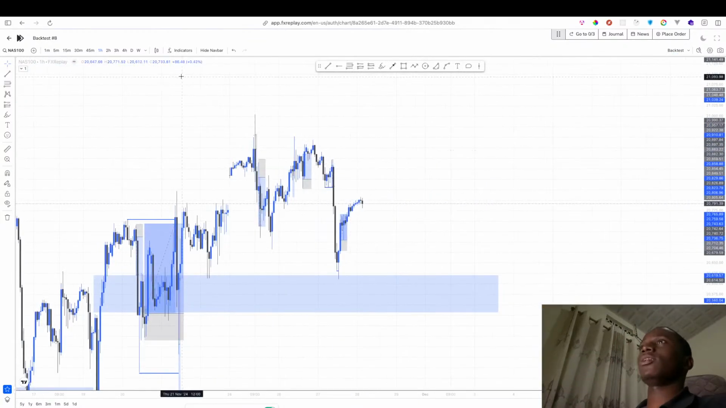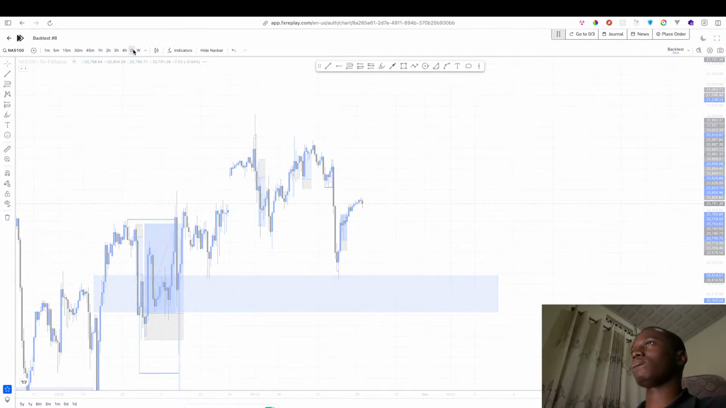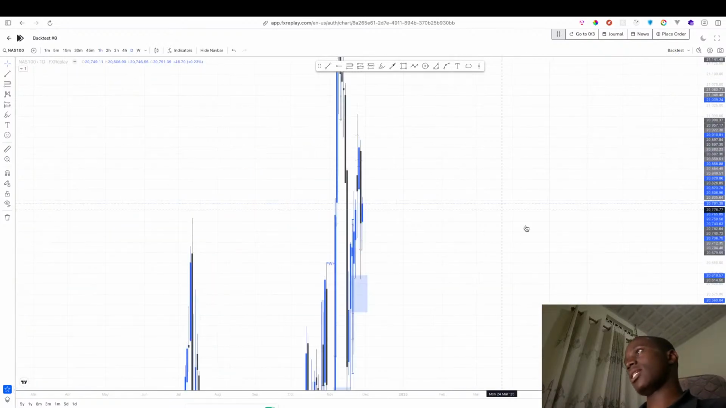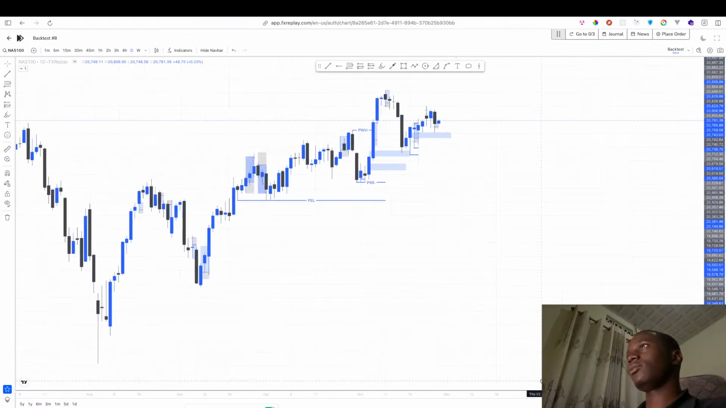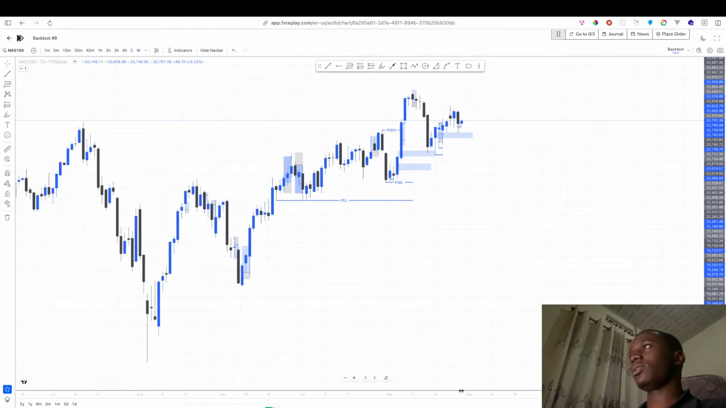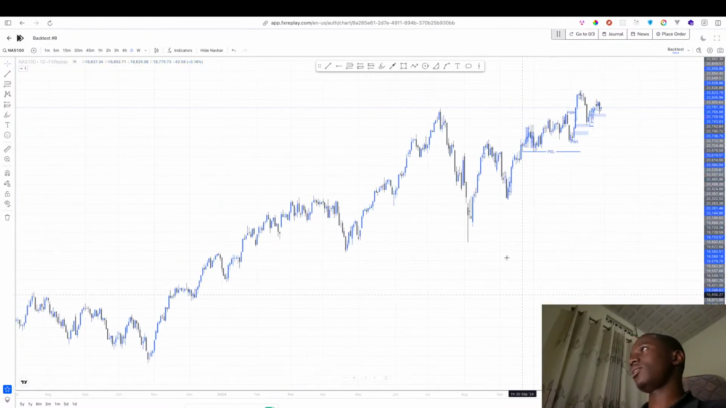So let's start with the daily time frame. Let's see how it's going. Right, so you can see the market was in an uptrend. You can see it just took out this high and continued.